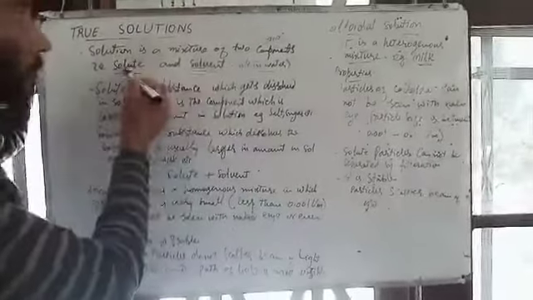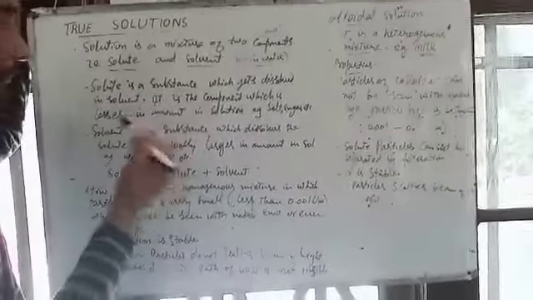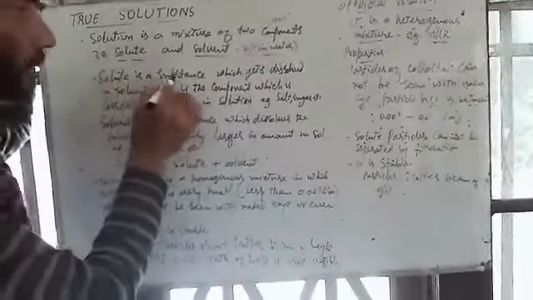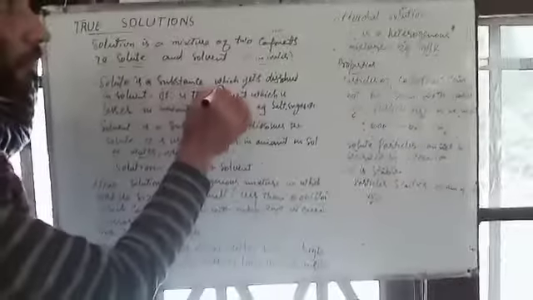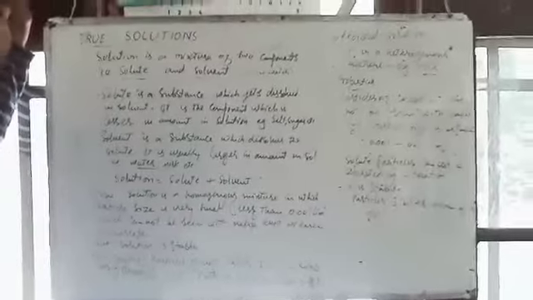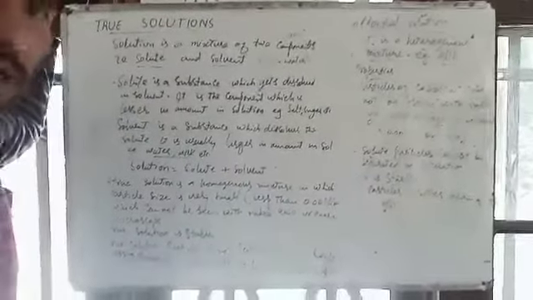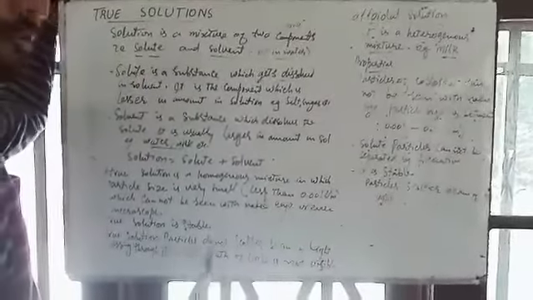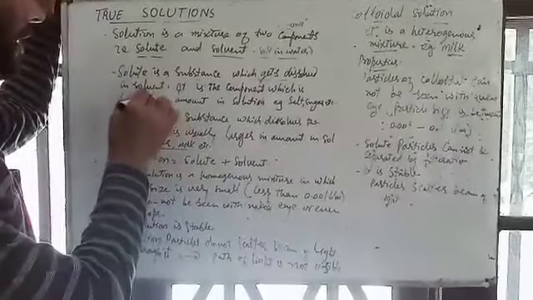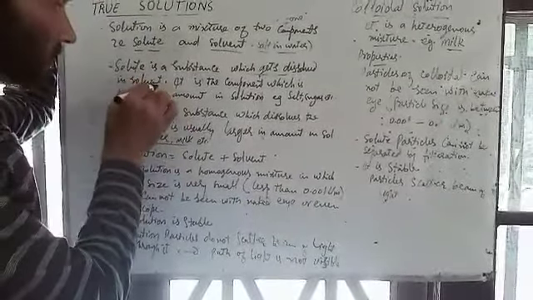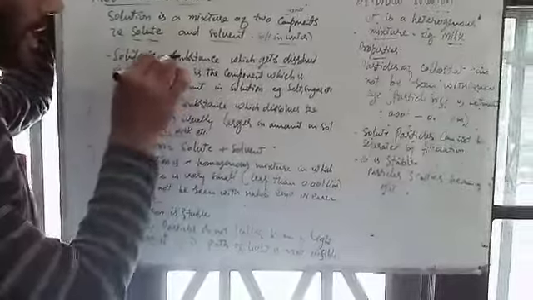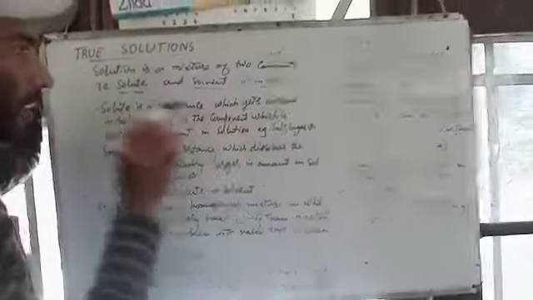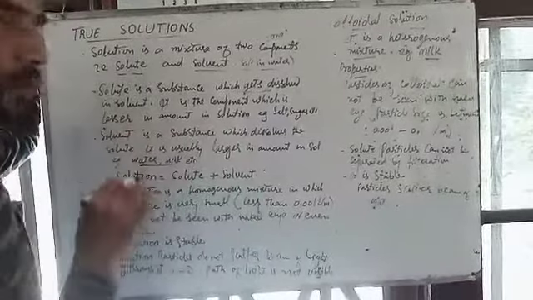What is solute and what is solvent? Solute is a substance which gets dissolved in the liquid, or in the solvent. Next, it is the component which is lesser in amount.